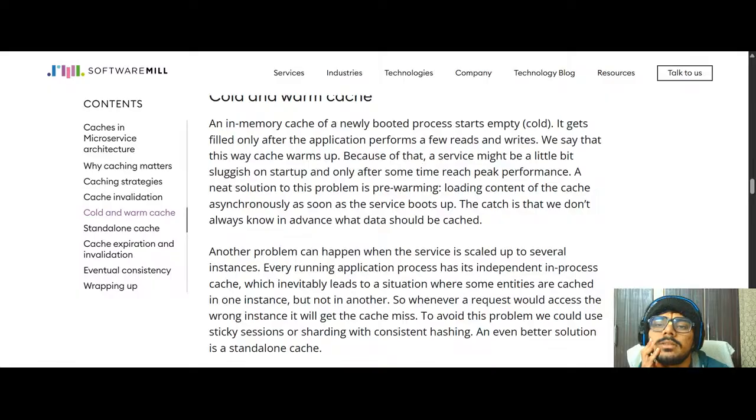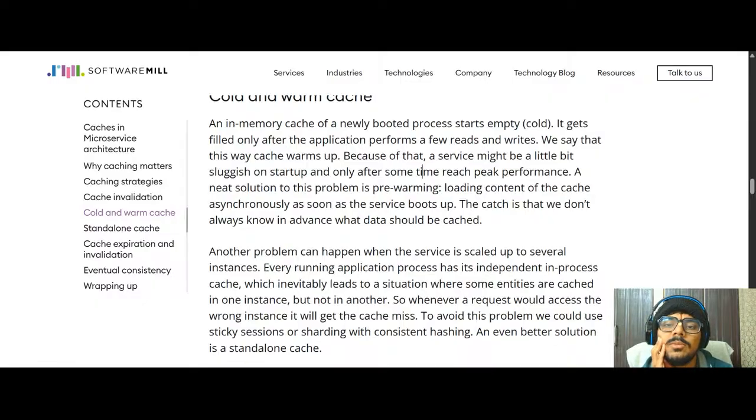All right, so the cache memory earlier was empty, before any particular response had been collected in that particular microservice. But as soon as the application starts getting filled up with a lot of different cache collected over time, the cache starts getting warmed up. Because of that, a service might be a little sluggish on startup and only after some time reaches peak performance.